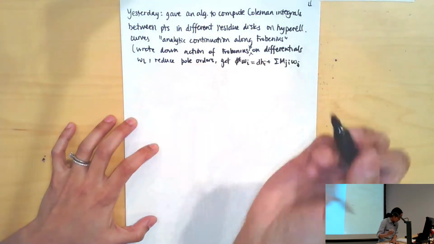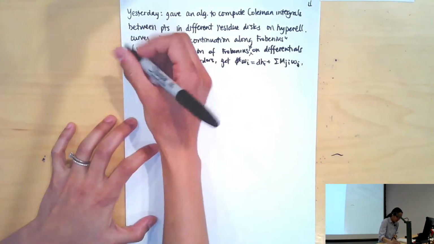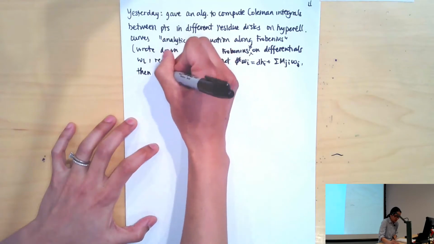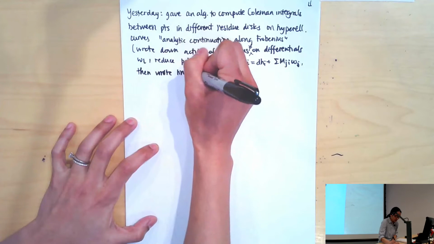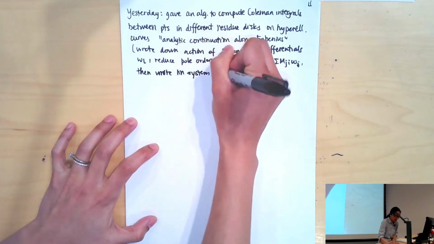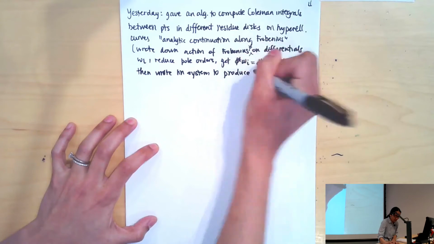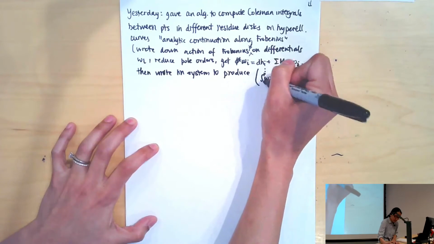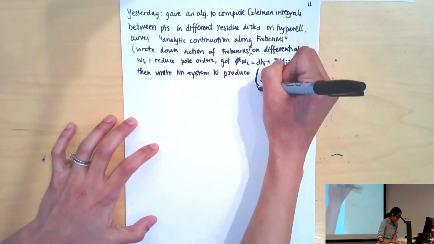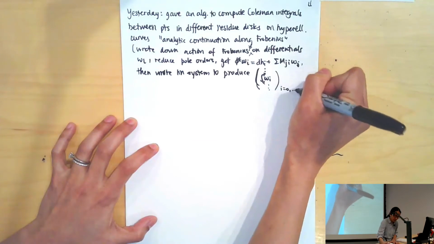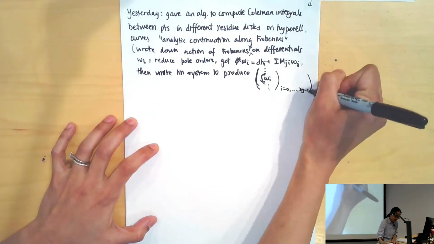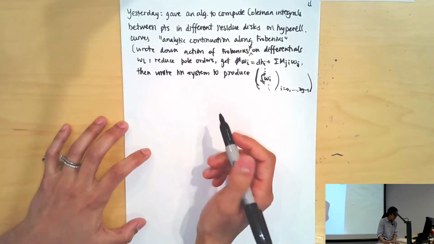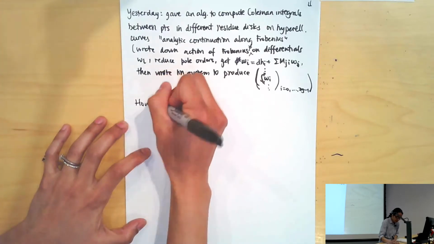And this is, of course, work of Kedlaya. Then once we had that, we then wrote a linear system to produce the values. So some vector of values of the Coleman integrals between our points on all of our basis elements. All right, so that was a recap of the end of yesterday. So now we'd like to do this for more general curves. So how do we do this?